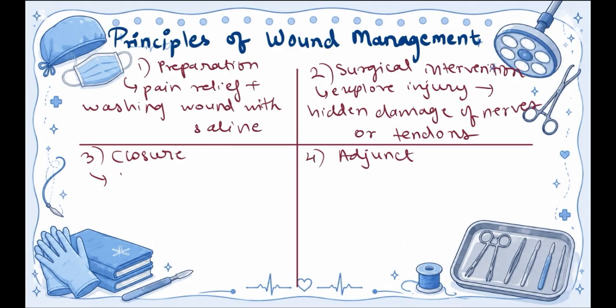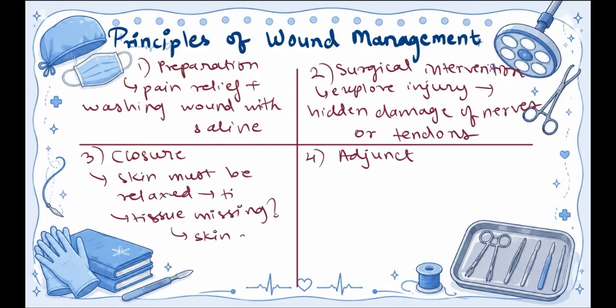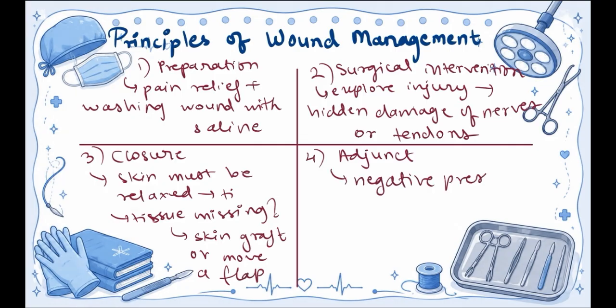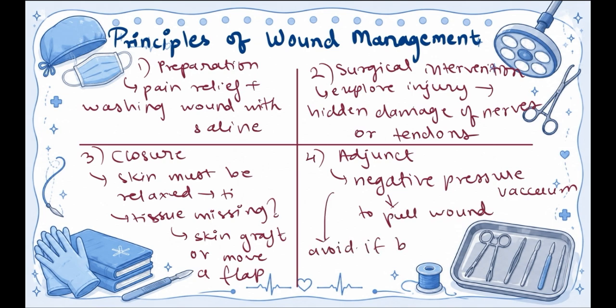When it is time to close the skin, it must be completely relaxed. If tissue is missing, they might use a skin graft, or they might move a flap of healthy tissue. Finally, they might use advanced adjunct therapies. For example, a negative pressure vacuum can gently pull the wound together and promote healthy granulation. However, this vacuum is strictly avoided if any major blood vessels are exposed.